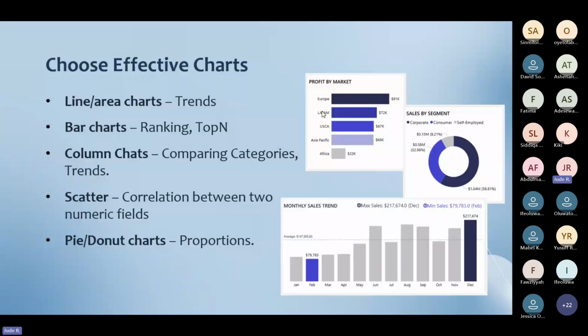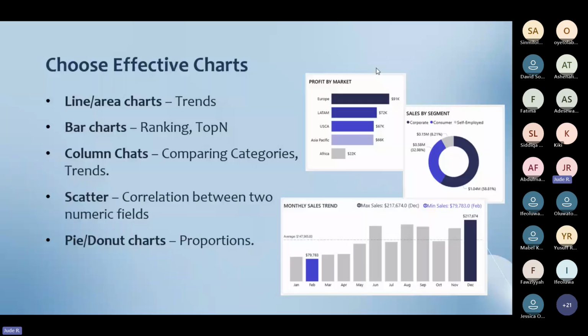Now, if you see over here, there's a bar chart, profit by market. The first one is Europe. You don't need anybody to tell you. You don't need to stress yourself to know that our most profitable market is Europe. And the least profitable, even though we made $22,000 from them over that year, was Africa. You don't need anybody to tell you. The chart just tells you. You use the chart to rank them.